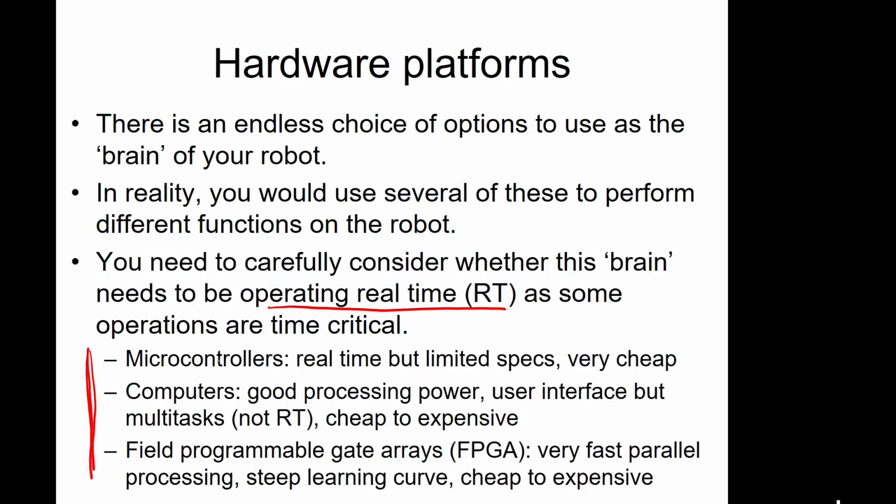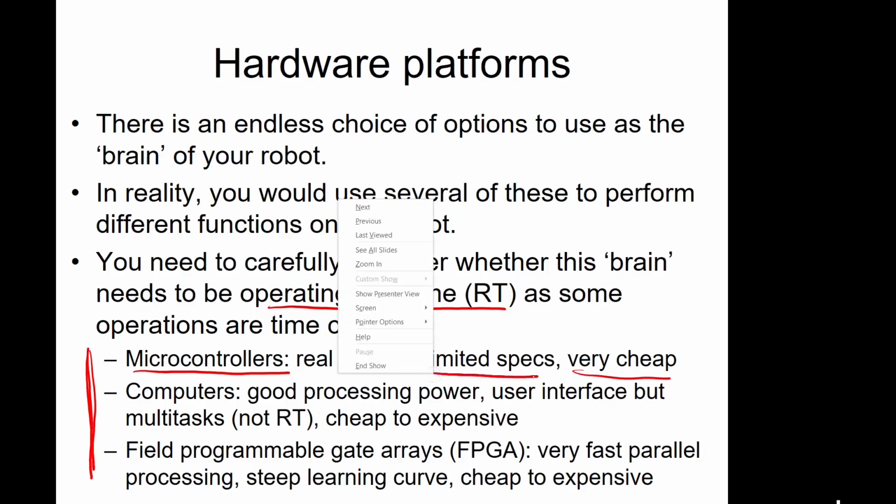So in terms of the computer options, microcontrollers. These processors work in real time, so you can predict them, but they have limited specs. They are very cheap, so good for mass production products, but because they have limited specs, they've only got limited applicability.